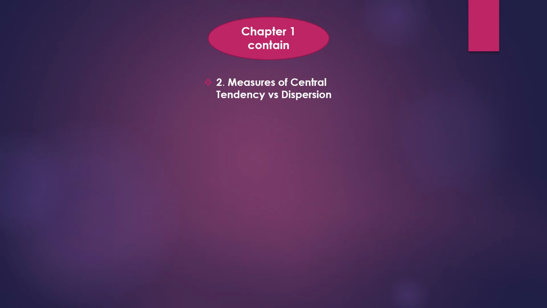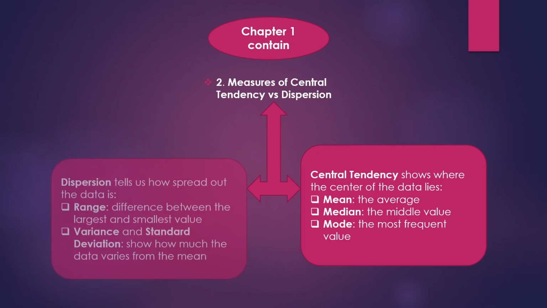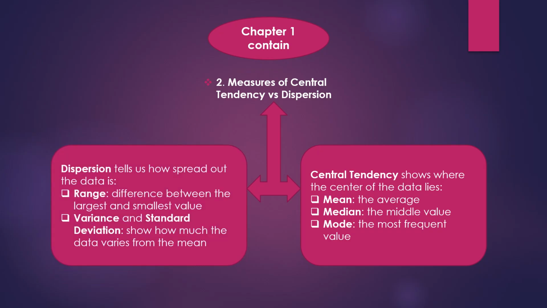Second, measures of central tendency and dispersion. So central tendency shows where the center of the data lies. The mean is the average, median is the middle value, the mode is the most frequent value. Dispersion tells us how spread out the data is. The range is the difference between the largest and the smallest value. The variance and standard deviation show how much the data varies from the mean.